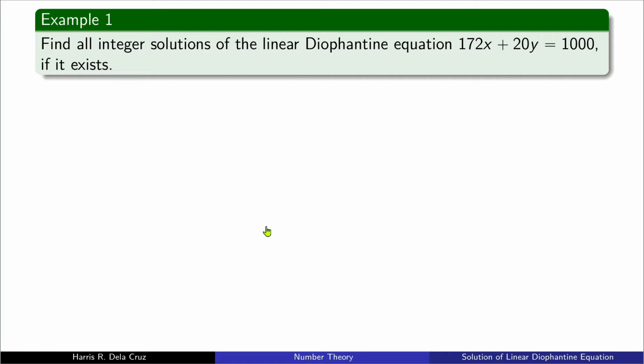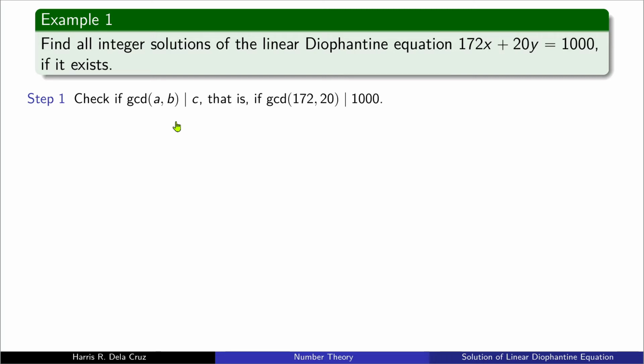Let's look at how it works. Find all integer solutions of the linear Diophantine equation 172x + 20y = 1000, if they exist, of course. The first thing we need to do is to check if the GCD of a and b divides c, because that's the first requirement of the theorem.